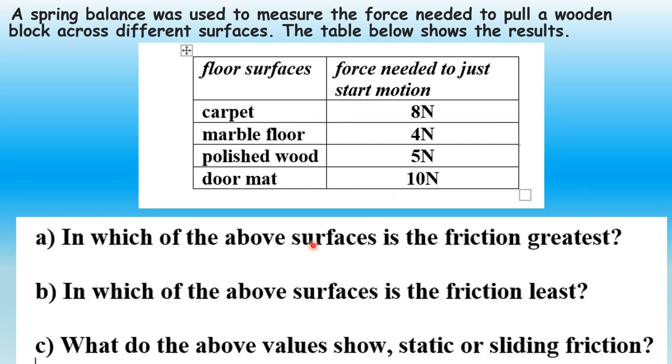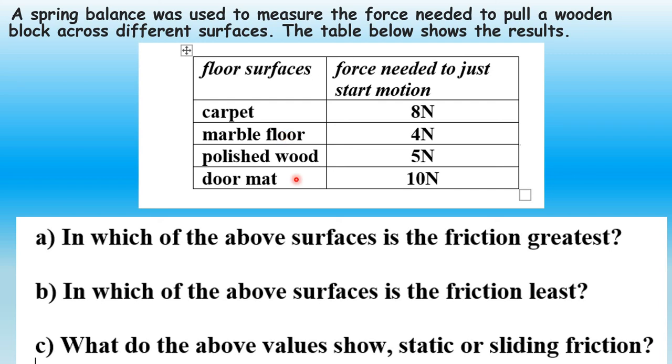Now the question is, in which of the surfaces is the friction greatest? So how do you check? You have to check the amount of force applied. Because only if a sufficient amount of force is applied, we can overcome the friction. So here 10 Newton of force is applied. So here the friction is greatest. Okay, in which of the surfaces is the friction least? Friction is least on marble floor. Only 4 Newton has to be applied. And you can make out it's a very smooth surface, and the irregularities will be less in number, so interlocking will be less.